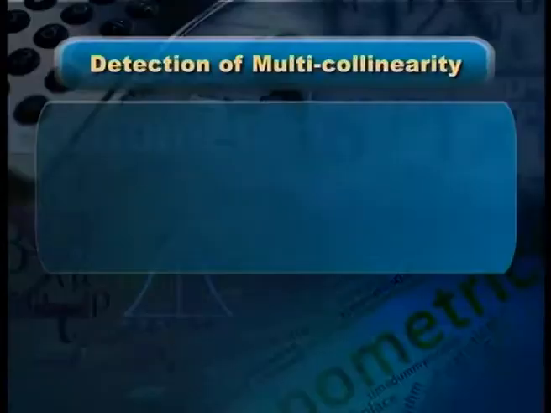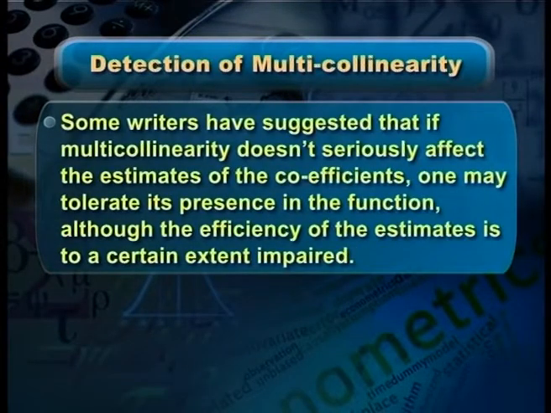Then what can be done if multicollinearity is serious? In the case of detection, there are no infallible guides, because multicollinearity is essentially a sample problem. However, the following rules of thumb can be tried, the success depending on the severity of the multicollinearity problem. Some writers have suggested that if multicollinearity does not seriously affect the estimates of the coefficients, one may tolerate its presence in the function, although the efficiency of the estimates is to a certain extent impaired.